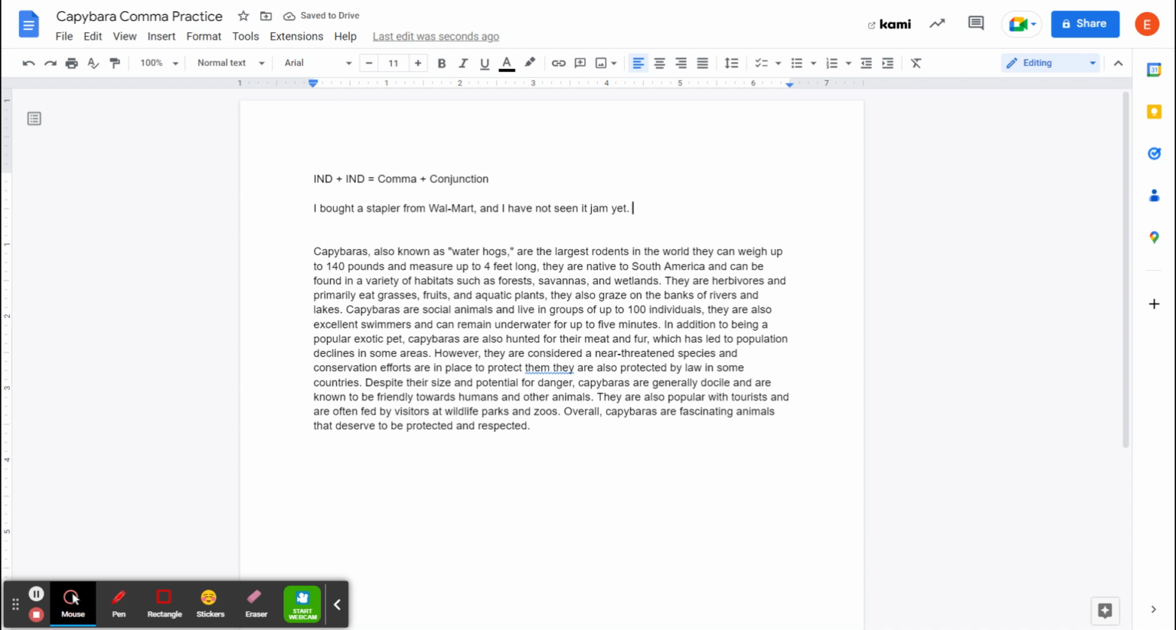Okay. So these two sentences or clauses, I bought a stapler from Walmart, I have not seen it jam yet. Those are both independent clauses. They both stand alone, because they both have a subject and a verb and a complete thought. And so a comma by itself would not work here. I have to have a conjunction of some kind.